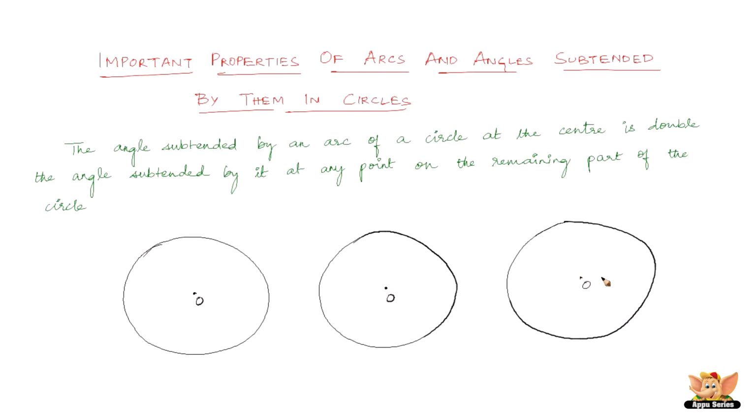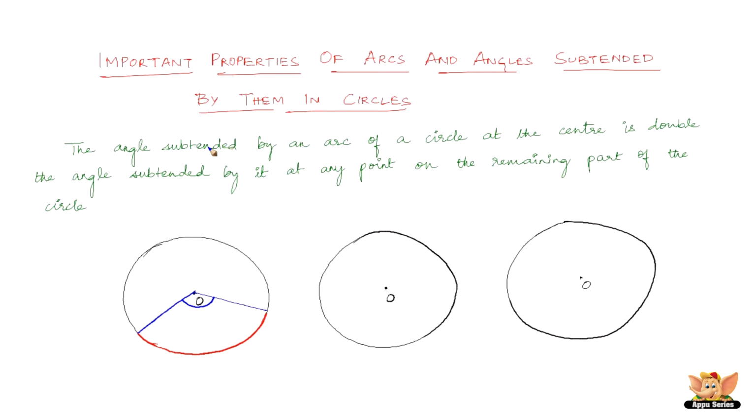Now what we'll have to consider in these three circles is, let's first take the first circle and consider an arc in the circle. Let's not take the full circle, but just consider an arc, a part of the circle, like this. Let's say that this arc subtends an angle at the center. You just have to join the ends of the arc to the center, and we have an angle here, which the arc subtends at the center.